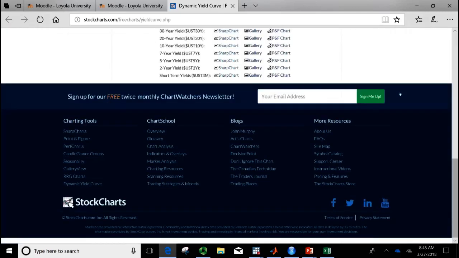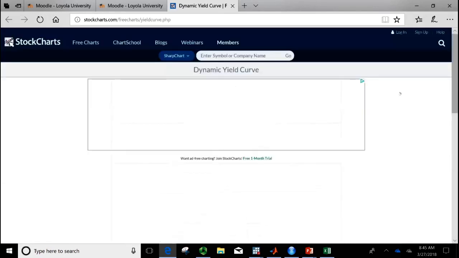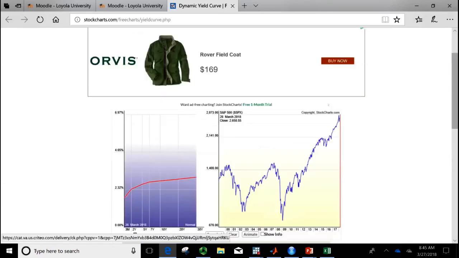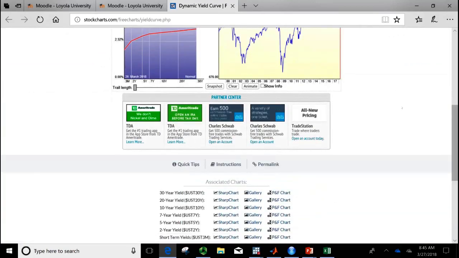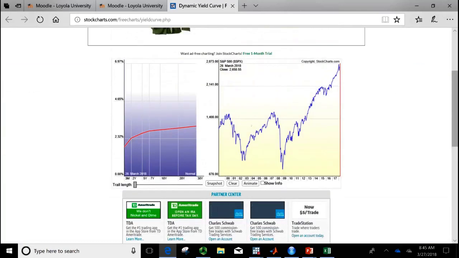Hopefully it will work. My internet seems to be working okay here at home today. It's a little slow. That's okay. So here it is. What I'm going to do is play this. I want you to see what's happening to the stock market over here on the right. And I'm going to animate this. I'm going to show you what the yield curve looks like over time.